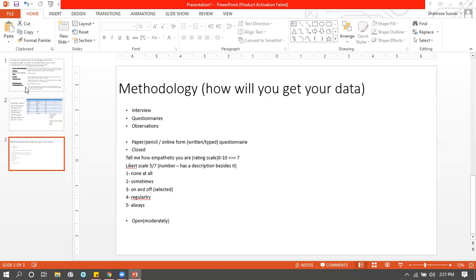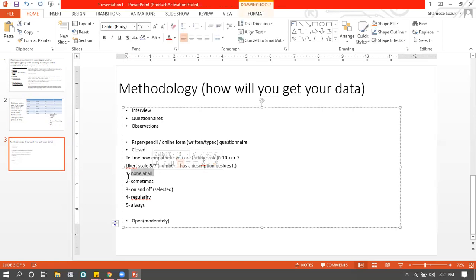What does a Likert scale stand for? A Likert scale has words, but with the words you have a numerical option attached. Rating scales have only numbers, no words attached. Open-ended questions only have words, no numbers attached. Since the Likert scale has words but also numbers, I can convert whatever you selected into a numeric value. For example, you selected on and off, and on and off has a value of 3, so I can convert your answer into 3. That's what a Likert scale is. A rating scale is simply 0 to 10, no words in it. Open-ended questions have only words, no numerical value attached.